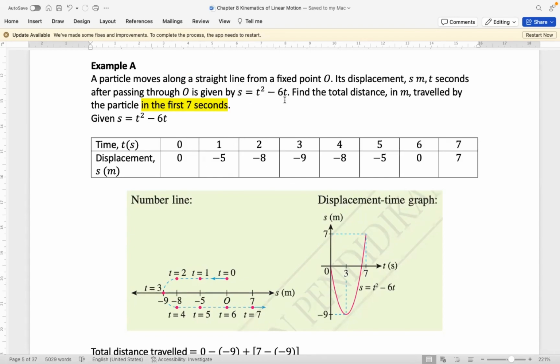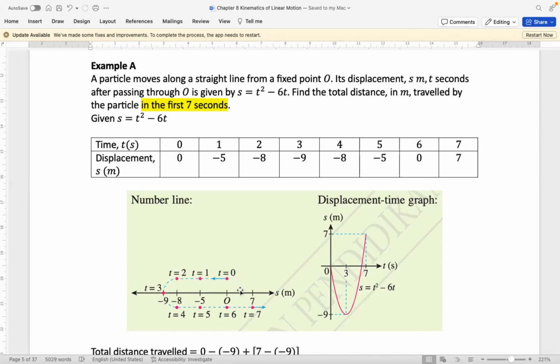T equals to 1, we have answer s equals to -5, and so on. After that, you can draw the number line. Okay, so the line itself is the displacement. So we check the answer for displacement, -9, -8, -5, 0, 7. And then you fill in the time one by one.